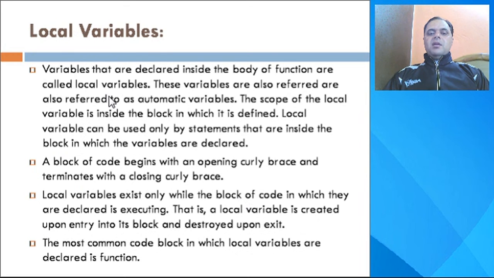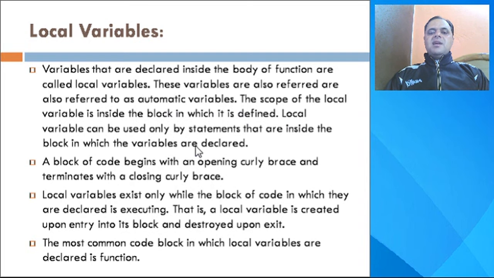So what is a local variable? Variables that are declared inside the body of a function are called local variables. The variable which is declared inside a function is called a local variable. These variables are also referred to as automatic variables. We can also say these variables are automatic variables.